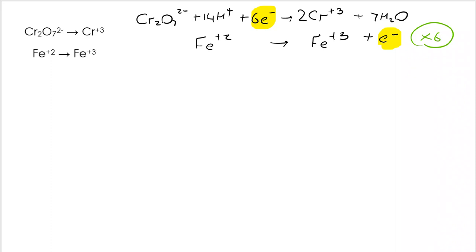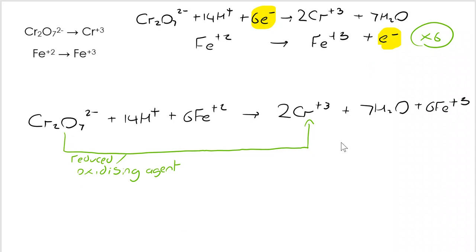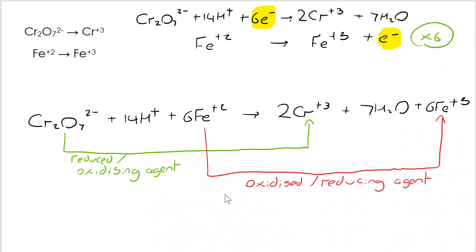Once I've done that, I can combine my half equations. You can see my Fe2+, I've multiplied up to 6 Fe2+. My Fe3+, I've multiplied up to 6 Fe3+. I've kept the ones from the top equation exactly as they were. My electrons have gone. I've cancelled them out. And my dichromate(VI) has been reduced to chromium(III), so it's acting as an oxidising agent. And my iron(II) has been oxidised to iron(III), so it's acting as a reducing agent.